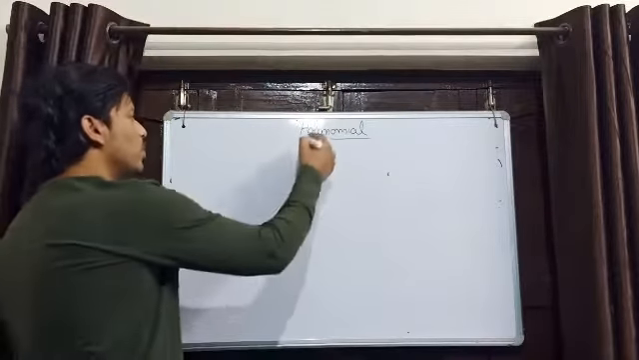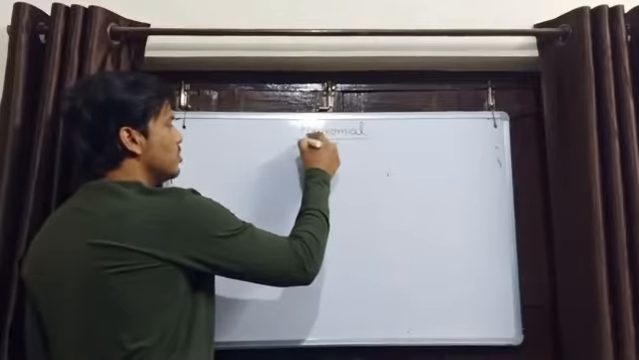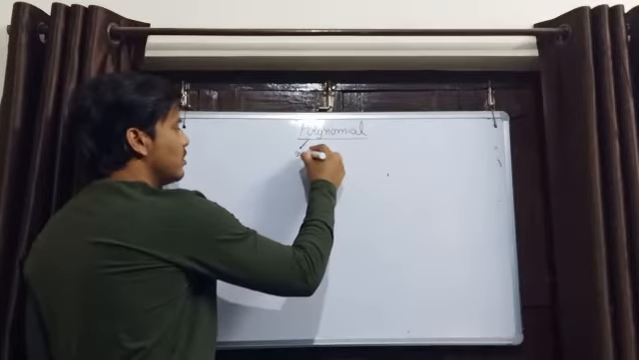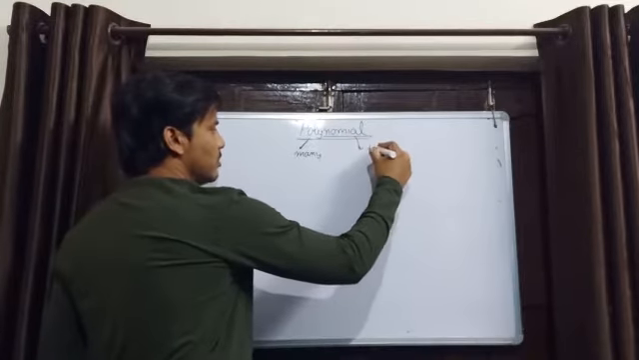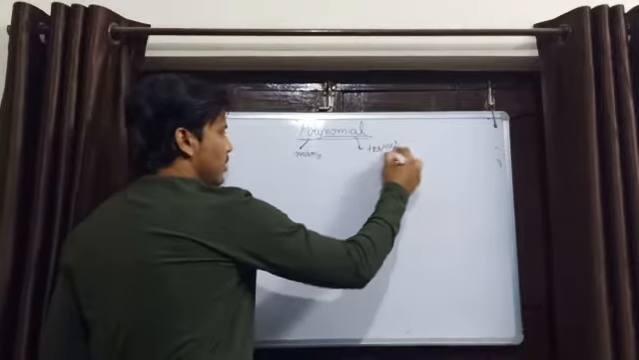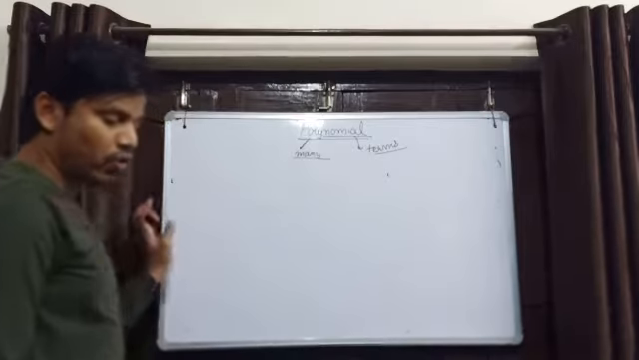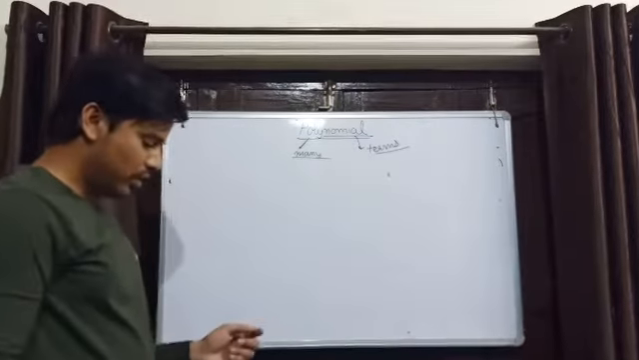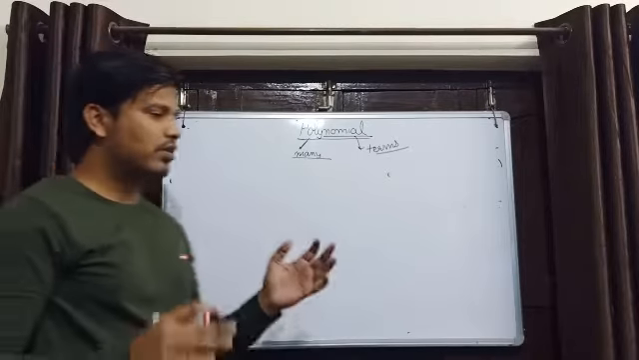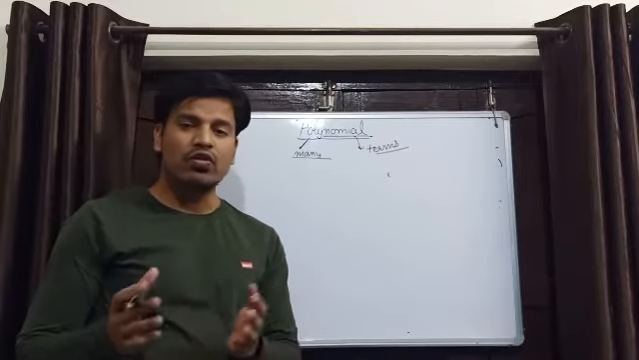If we break polynomial, poly means many, and nomial means terms. Means many terms. Polynomial means many terms. Okay. Then we are discussing some variable, constant, coefficient.